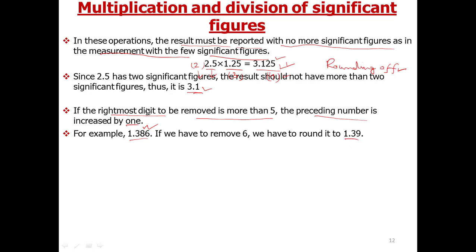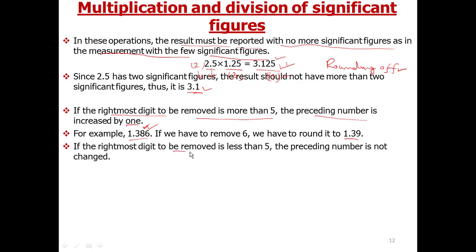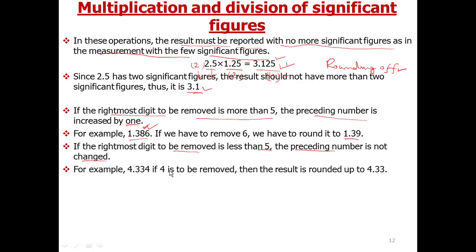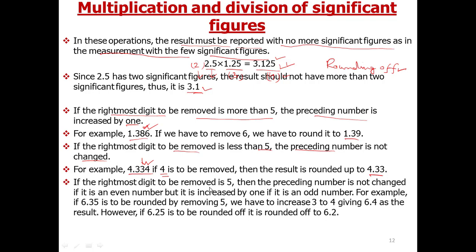So that means if the number that we have to remove is more than 5, then the preceding number is increased by 1. Second, if the rightmost digit to be removed is less than 5, the preceding number is not changed, like 4.334. Now if we have to remove 4, as 4 is less than 5, we will not do anything with the preceding number. The result will be 4.33. But if the rightmost digit to be removed is 5, then there are 2 cases.